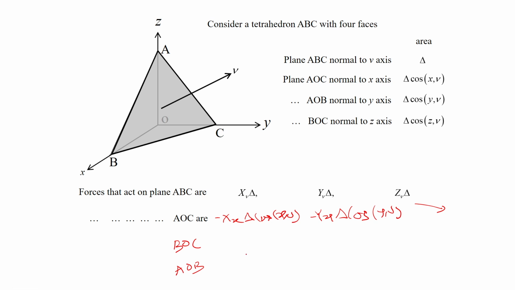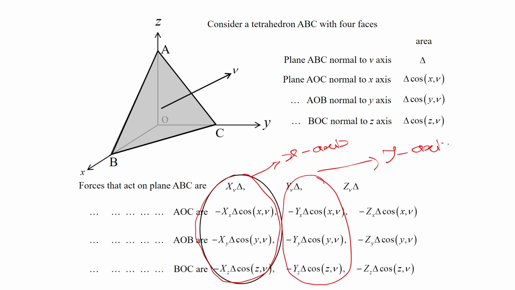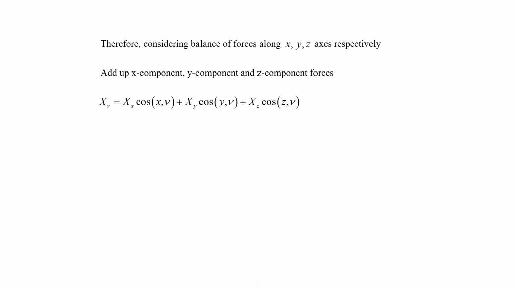In all these cases we will have the x component force, the y component force, and the z component force, as I have written here. Around this circle, you can see that these forces all act along the x axis, and these forces act along the y axis. We combine all these forces, and since this tetrahedron has to be in equilibrium, the total force should be 0.